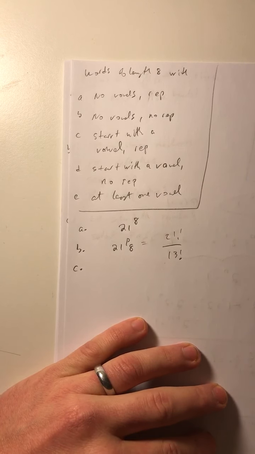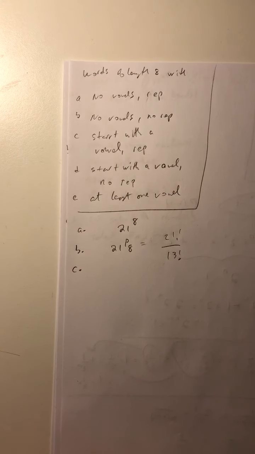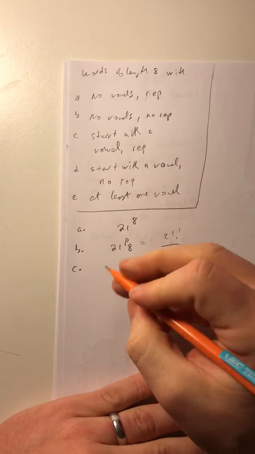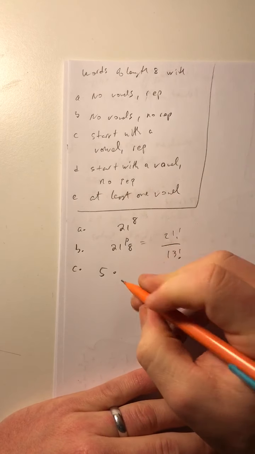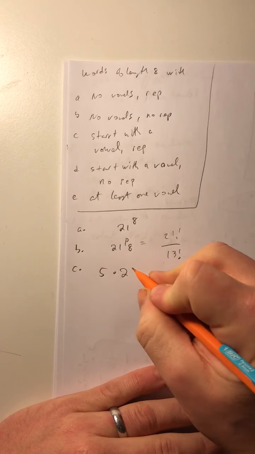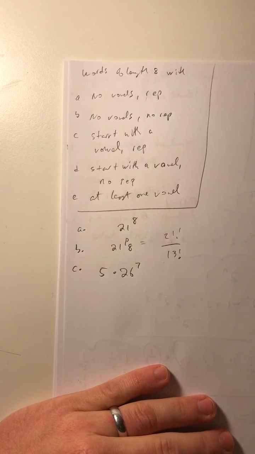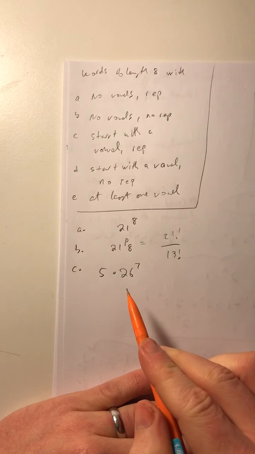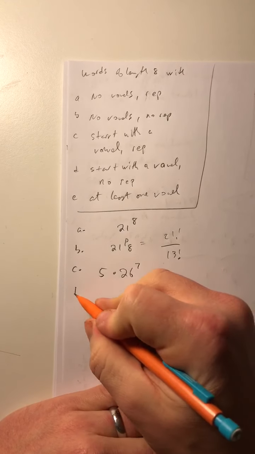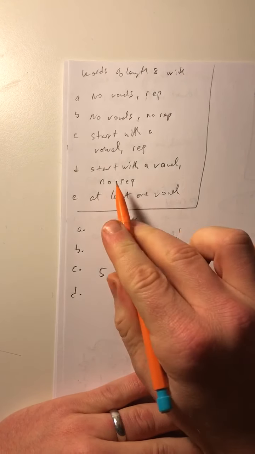Right. So, how many words start with a vowel? If I allow repetition, well, I have 5 choices for that first vowel. And then if I'm allowing repetition, for each of the other 7 letters, I have 26 choices. So 5 choices for the first letter, just my 5 vowels, and then 26 choices for each of the other 7 places.